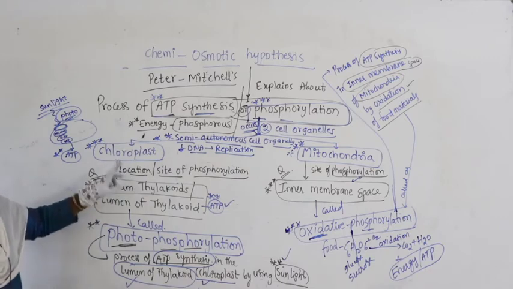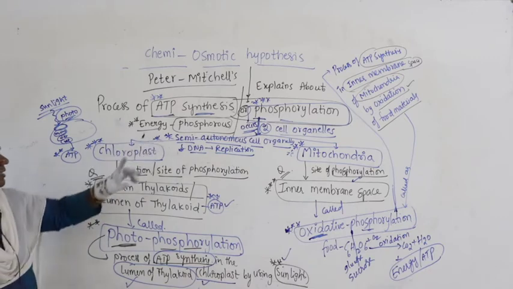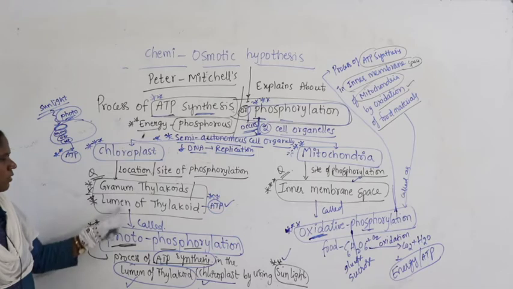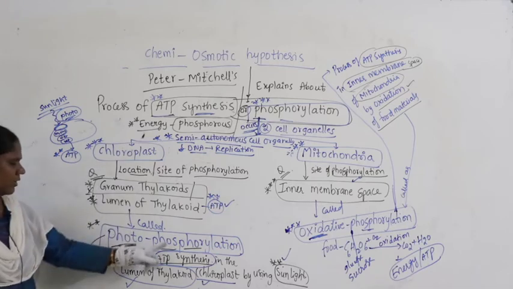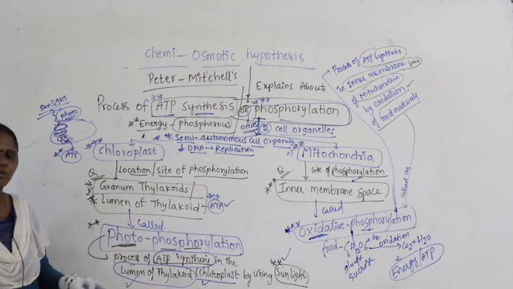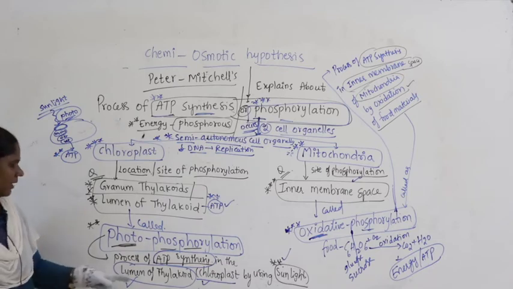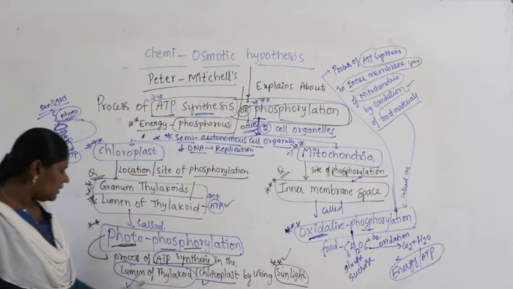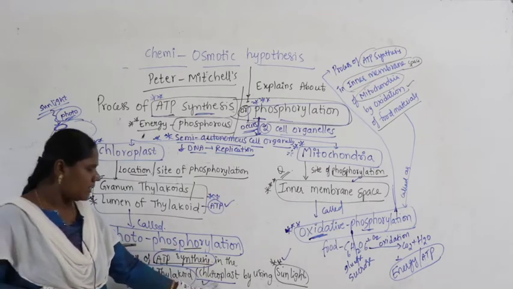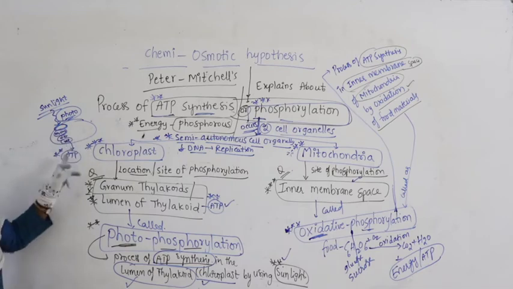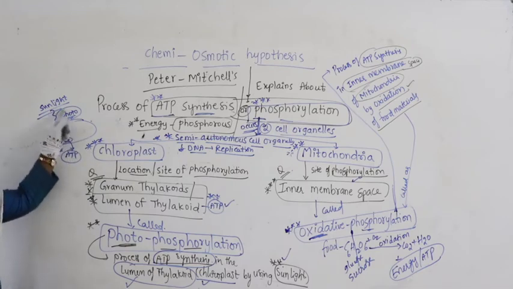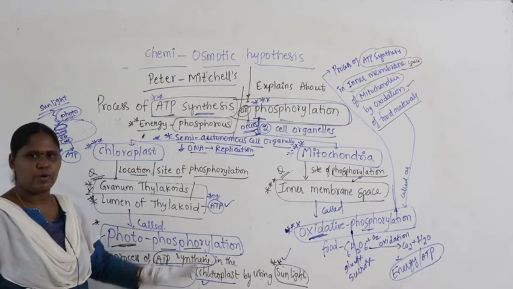Now in the chloroplast, where the ATP synthesis occurs means granum thylakoid, lumen of thylakoid, a very important question. Now it is called photophosphorylation. What is the definition you have to remember? Write it down so clearly: the process of ATP synthesis in the lumen of thylakoid of chloroplast by using sunlight. Chloroplast synthesizes ATP. Photo means light, that is why it is called photophosphorylation.